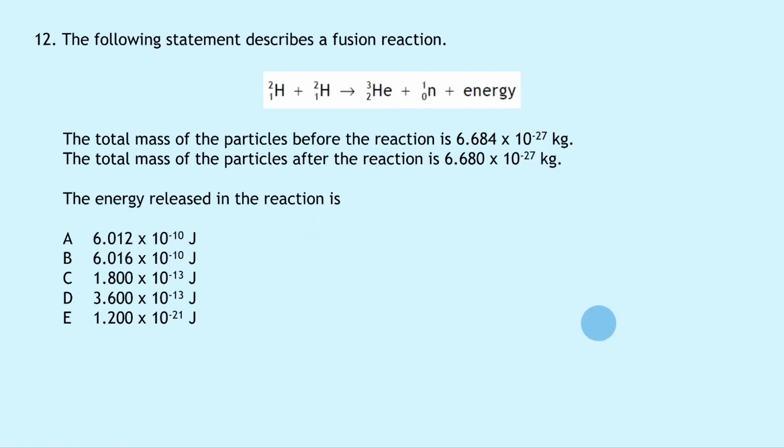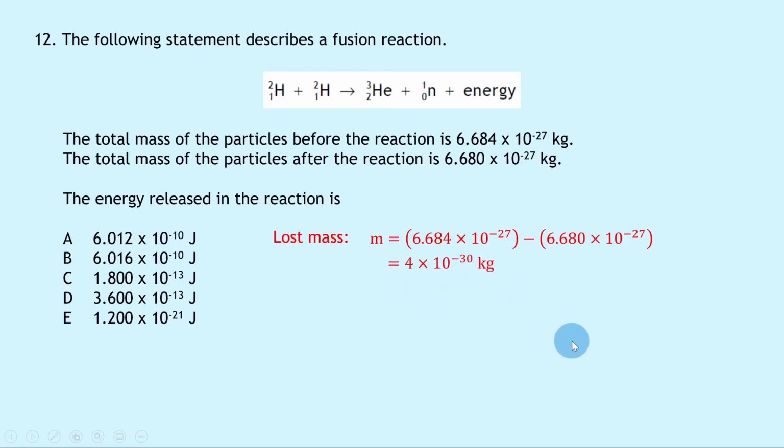Well, you should be thinking that this is a question on Einstein's mass energy equivalence, so we're going to be using E equals mc squared, but in order to use that we need to firstly know what m is, the lost mass. So to find the lost mass m, remember we take the total mass before the reaction and subtract the total mass after the reaction. So that gives us 6.684 times 10 to the minus 27 minus the 6.680 times 10 to the minus 27, which you can put into your calculator to get an answer of 4 times 10 to the minus 30 kilograms. And remember not to round anything in your calculator when you're doing these types of questions.